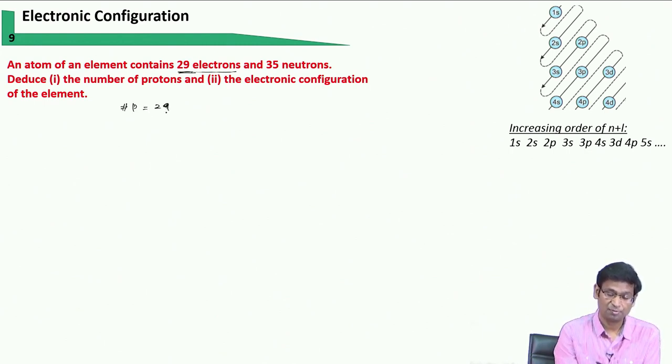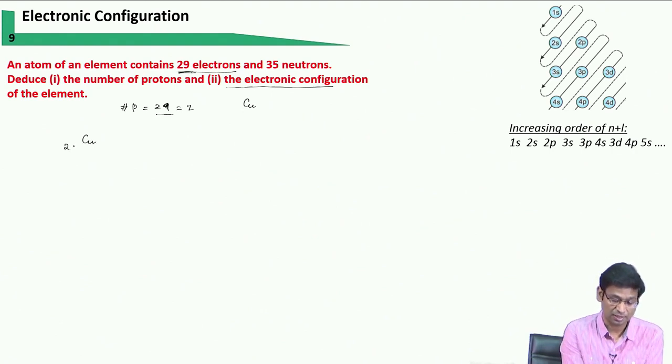So, if we know the number of protons is 29, that means Z is 29. So, we know which atom we are talking about, this is copper, and it asks to find the electronic configuration of this element. So, this is copper, 29 is its Z value, and the A value, the mass number, is 29 plus 35, that will be 64.